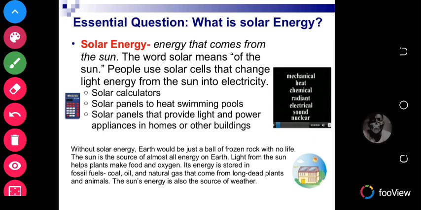Let's look at solar energy. Solar energy is energy that comes from the sun. The word solar means the sun. People use solar cells that change light energy from the sun into electricity. So we have solar calculators, solar panels that provide light and power, and solar panels to heat swimming pools. Without solar energy, the earth would just be a ball of frozen rock with no life. So solar energy is very important.